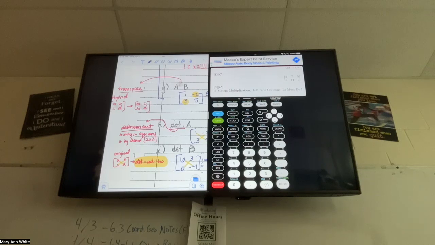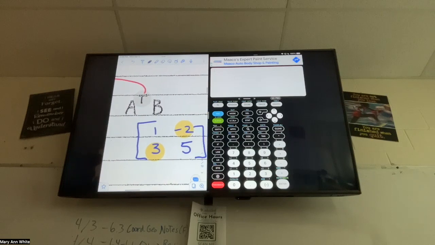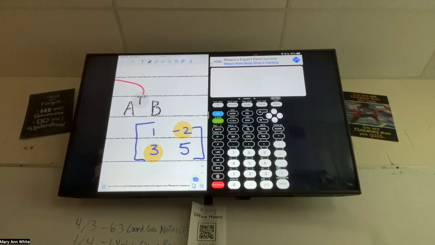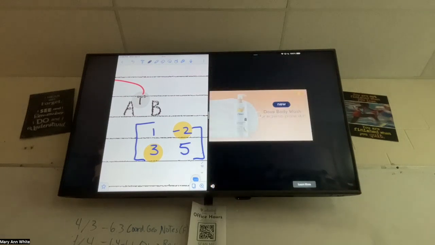Okay, now I'm going to do my transpose. Do you see how it says A and then capital T? That means I need to type A and then I need to type capital T. So second matrix A.